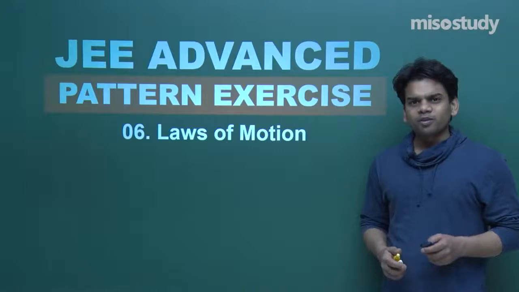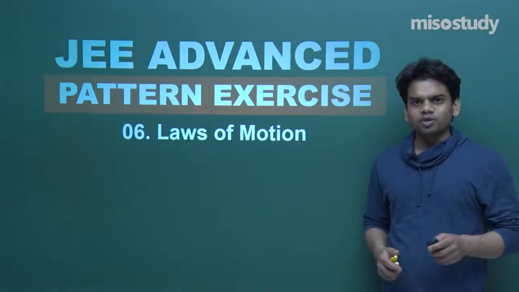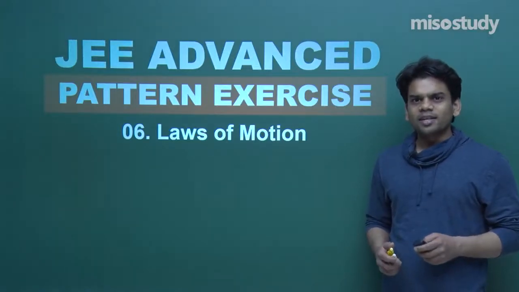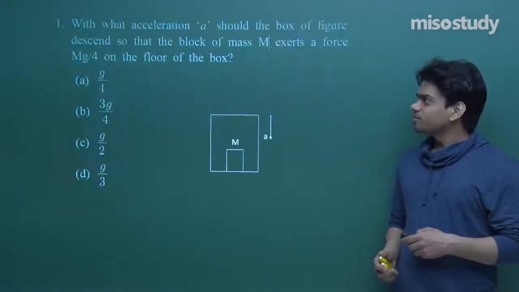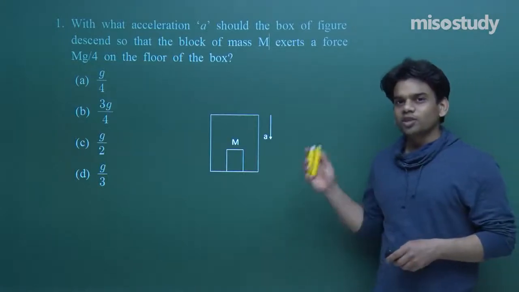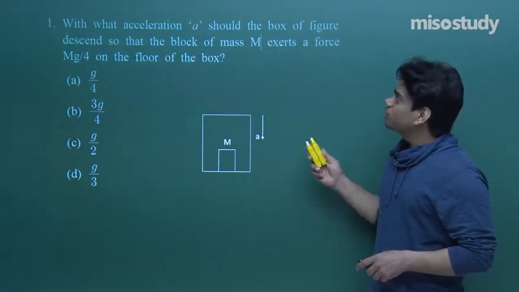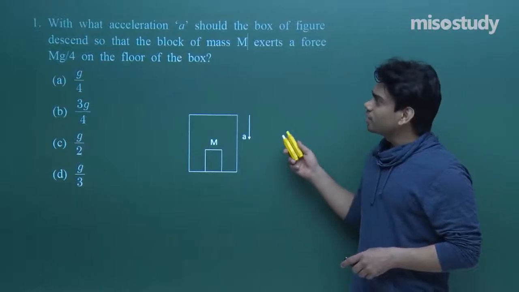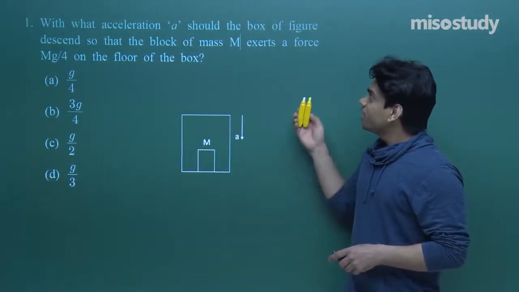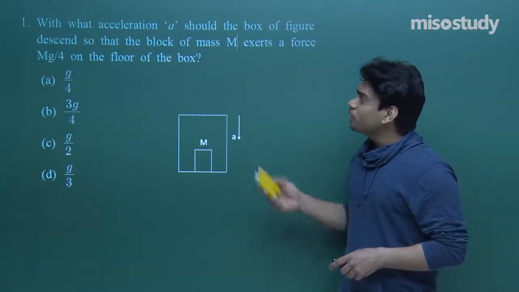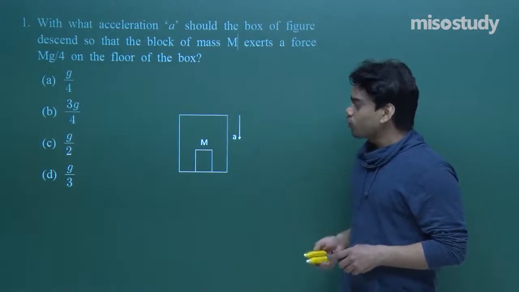Let's go ahead with the pattern of questions that we are having today, that is actually based upon JEE Advanced pattern. Let's go ahead with the first question of the day. You can see the question statement and the diagram given here. With what acceleration a should the box of figure descend so that the block of mass capital M exerts a force mg/4 on the floor of the box?